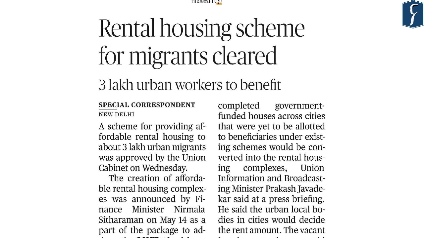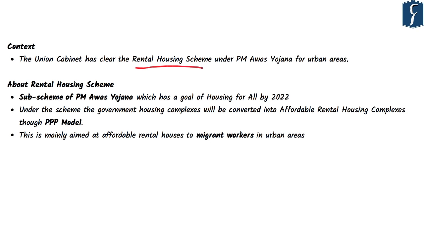There is news regarding the rental housing scheme which has been cleared by the cabinet, and this scheme is a sub-scheme under Pradhan Mantri Awas Yojana. Pradhan Mantri Awas Yojana has a goal of housing for all by 2022. Under the rental housing scheme, the government housing complexes will be converted into affordable rental housing complexes. This will be done in PPP mode. Rental housing scheme is mainly targeting the migrant workers in the urban areas.